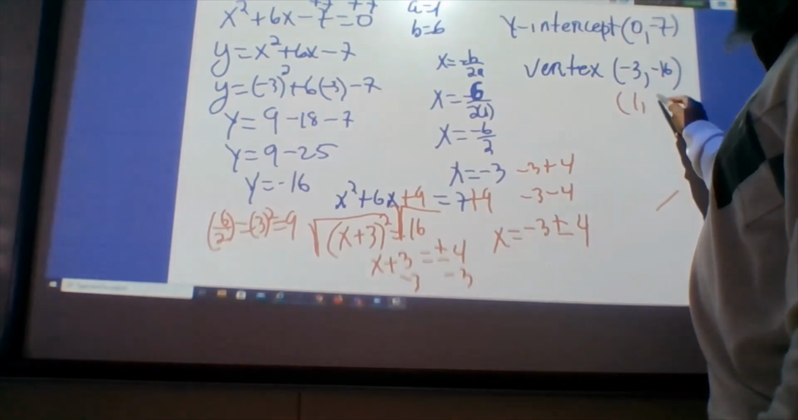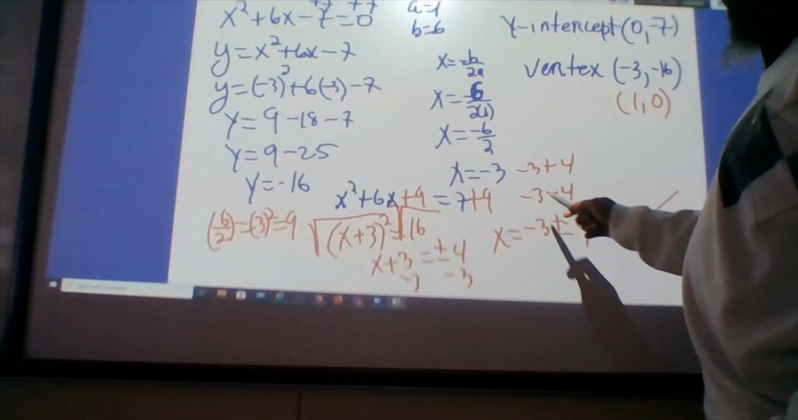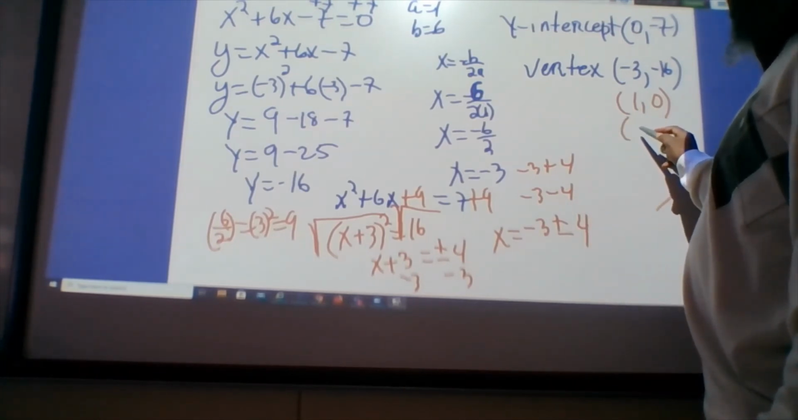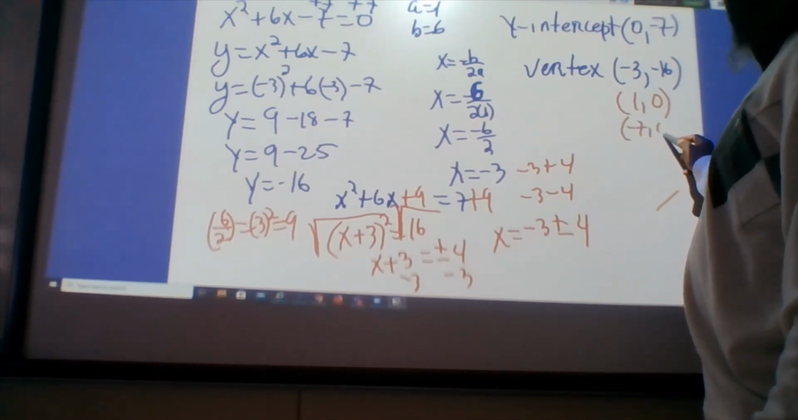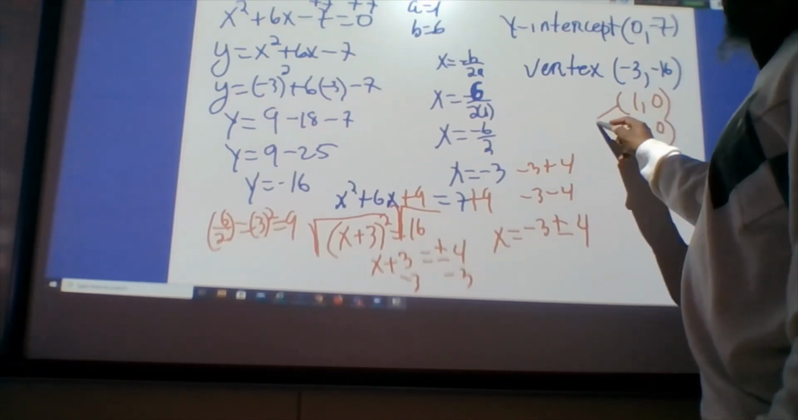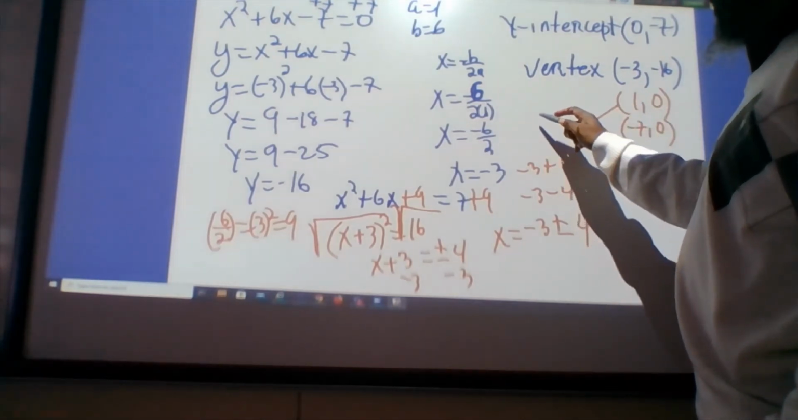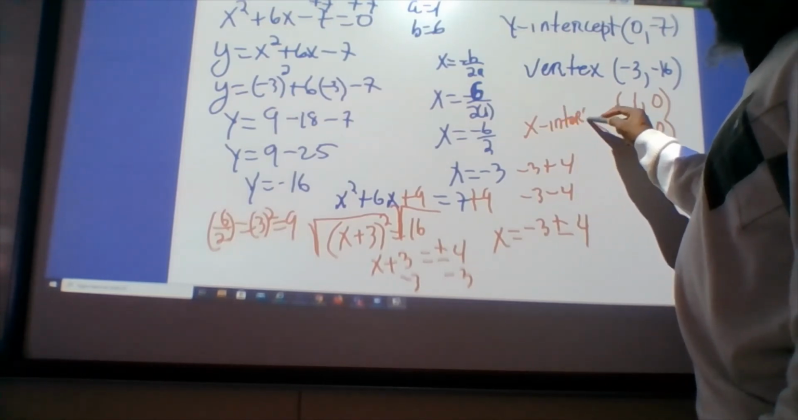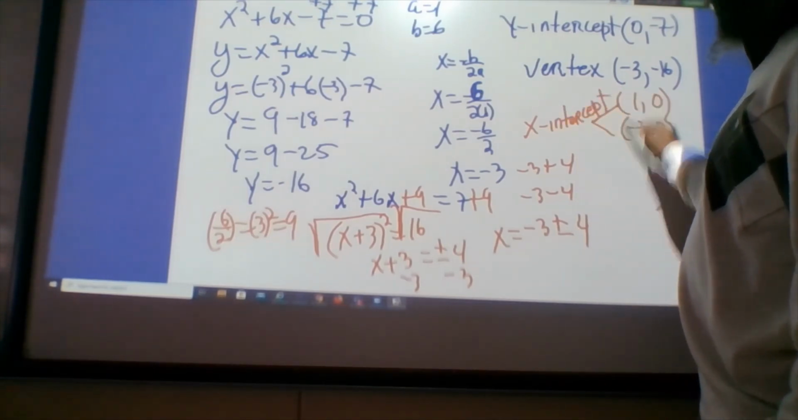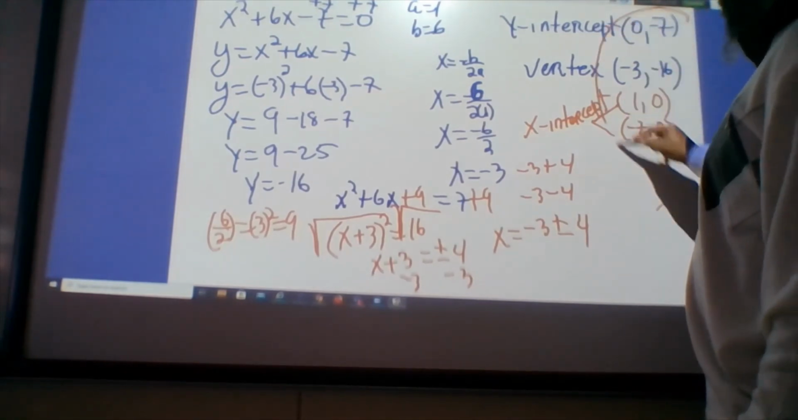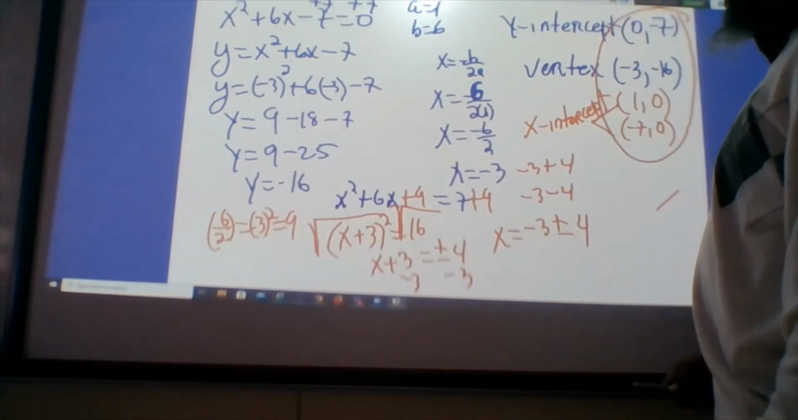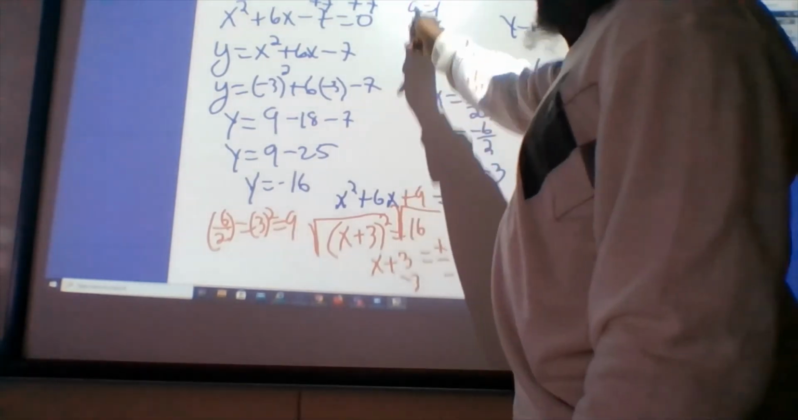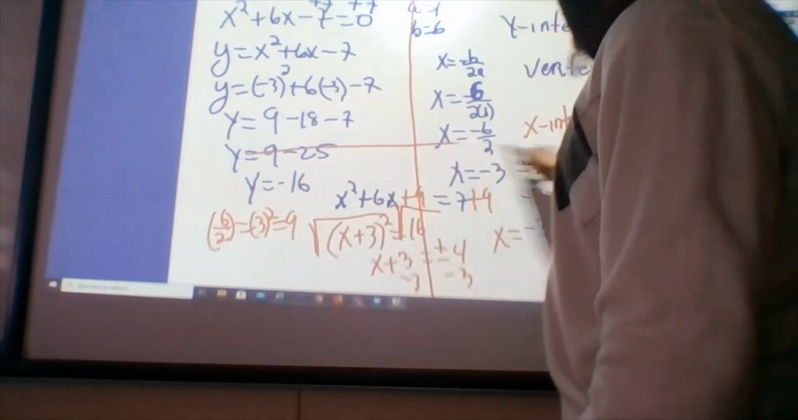Therefore, when x is 1, y is 0. And negative 3 minus 4 is negative 7. So those are your x-intercepts. So those are easy to graph. So you don't have to change to decimal. So those are easy numbers. So if I were to graph that, this is the point that I'm going to graph. So we have not graphed. So those points are easy to graph. So let's see if we can put that easily.